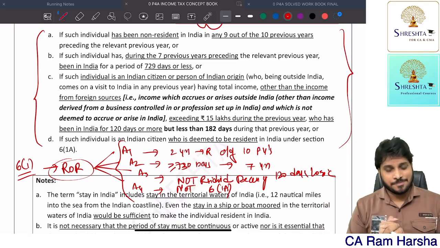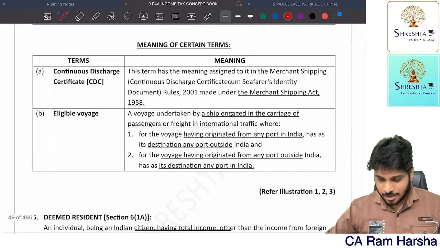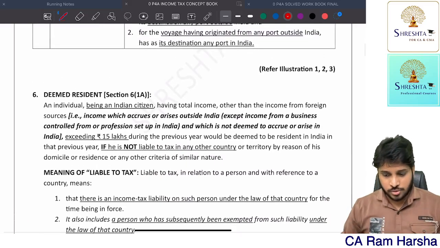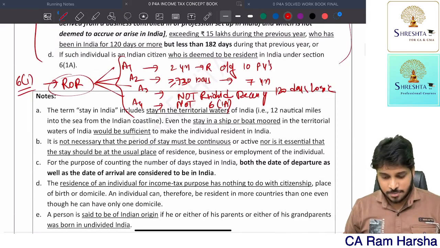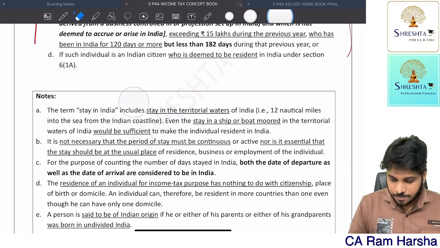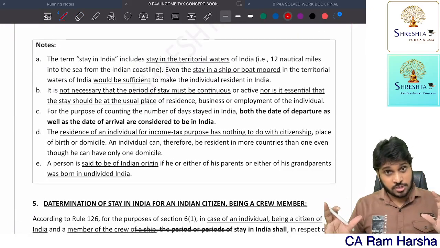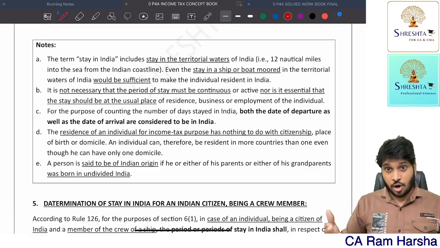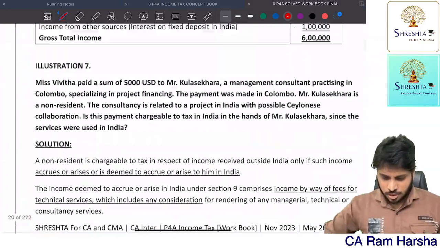Clear now? Now let us solve certain problems, certain illustrations. We will solve whatever is possible. Actually, we have to discuss crew member related provisions. What do you mean by stay within India? Should we consider 24 hours or 12 hours in order to calculate stay in India? What do you mean by days? All that we will discuss later. Let us see whether it is possible to discuss or not.